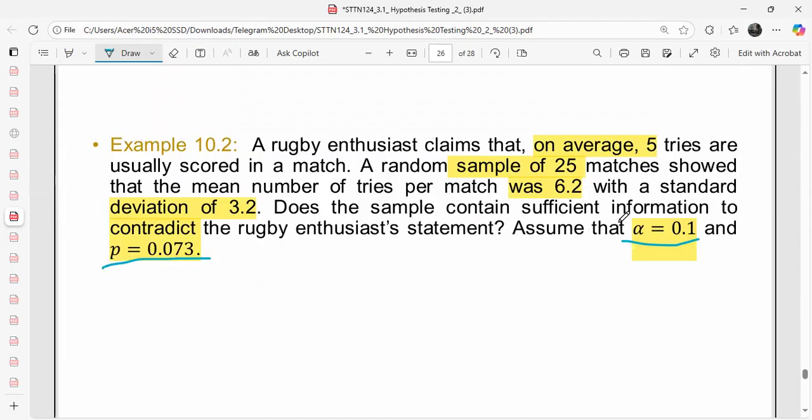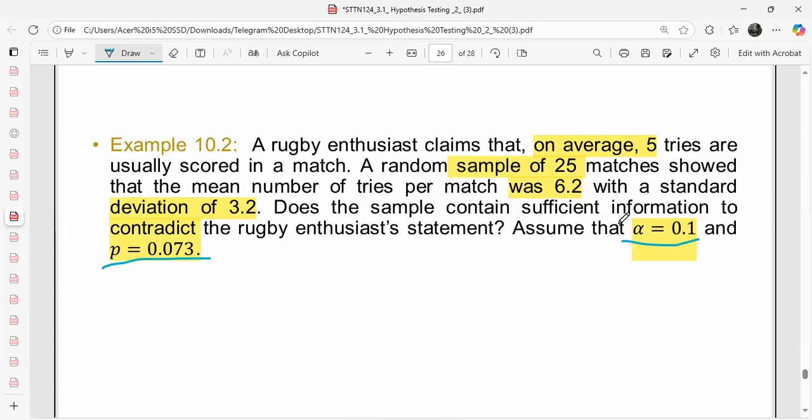Now the p-value is 0.073 and alpha is 0.1. The bigger one is 0.1. Therefore, the p-value is less than alpha. So what you do, you reject the hypothesis. But now check under those steps: step 1, step 2, step 3, step 4, step 5.